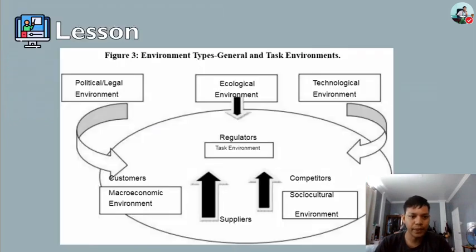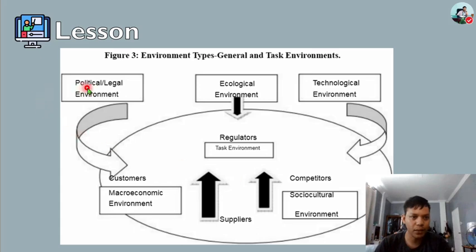So for the recap, I do believe that you're already done with this subject in your previous year level. I've shown you here figure number 3 about the environment types, general and task environments. Again, when we hear the word environment, it is a group of individuals or organizations or a team that can affect or can be affected by the business. So we have macro environment and we also have micro environment. These are the list of environments we have shown you here in figure number 3.